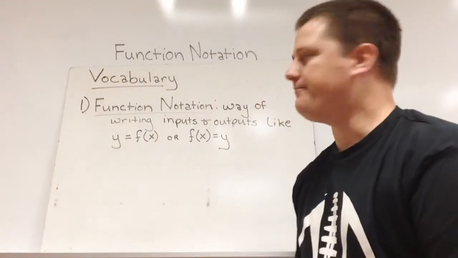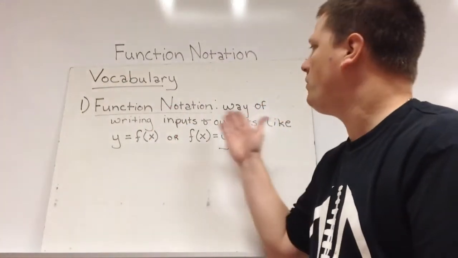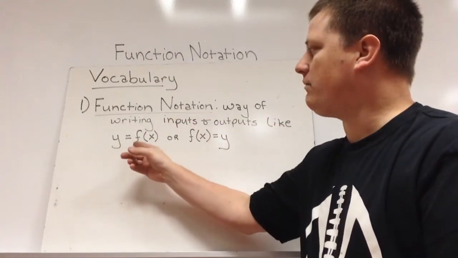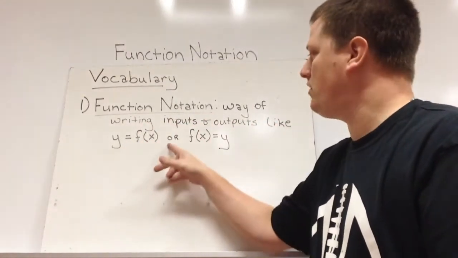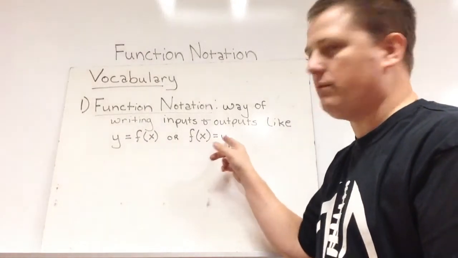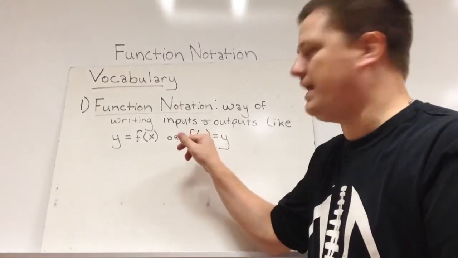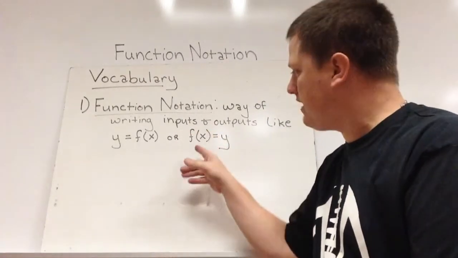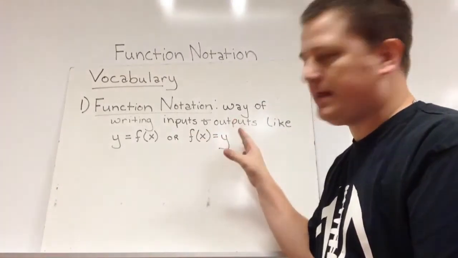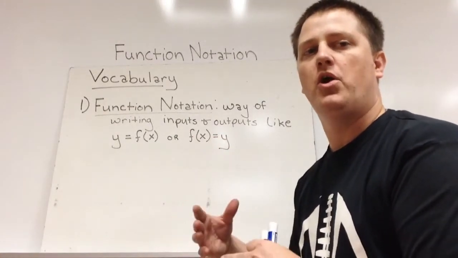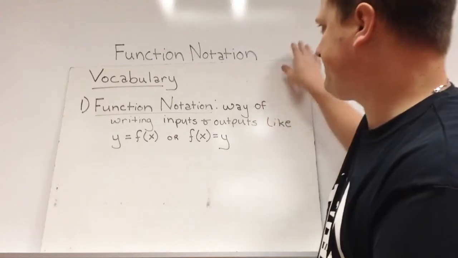Our vocabulary: function notation, a way of writing inputs and outputs in the form y equals f of x, or f of x equals y. This is a way of showing our input x inside the parentheses and our output y in the same situation without having to make a table or an ordered pair.